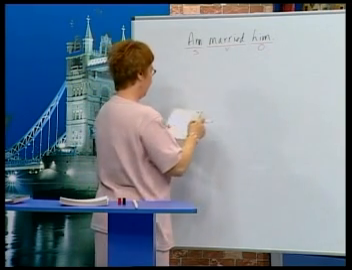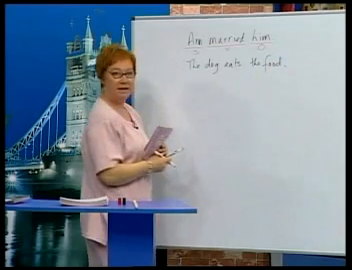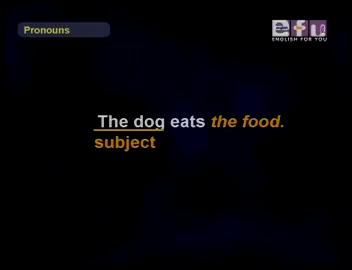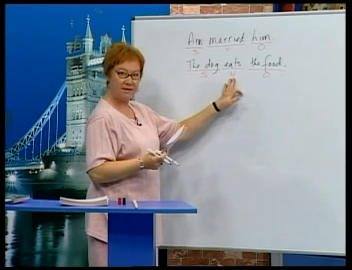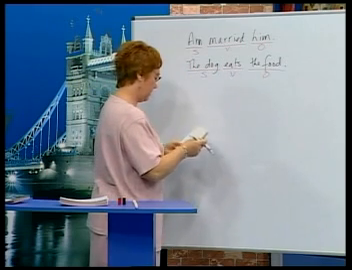Here's another example. The dog eats the food. Now, again, we have the subject, the dog. Eats is the verb. And the food is the object. What does the dog eat? The object, the food.